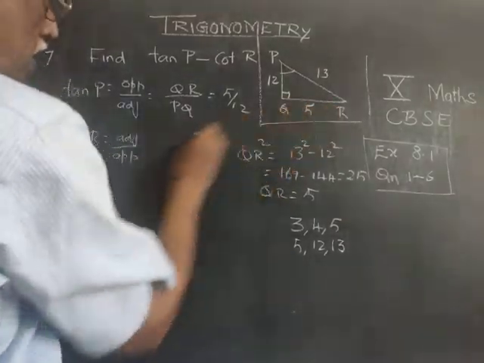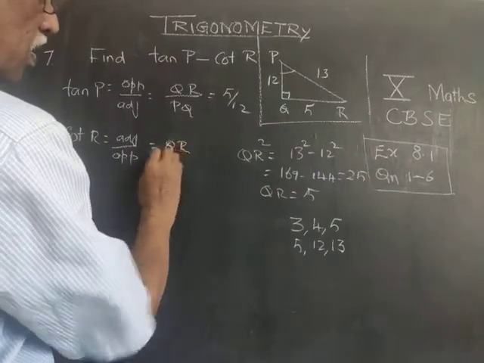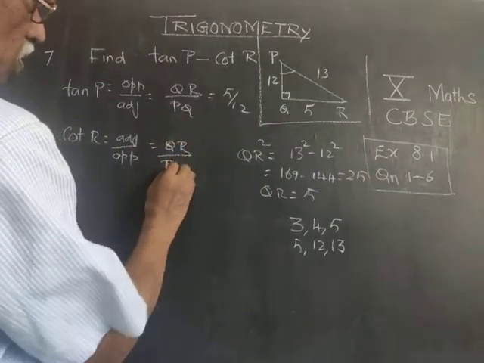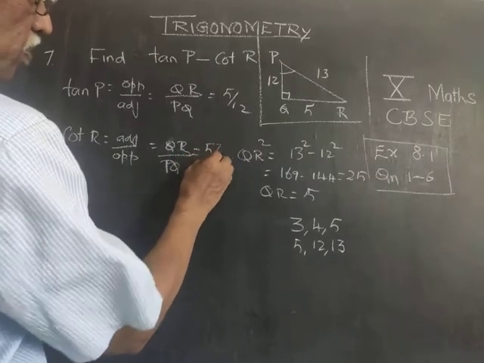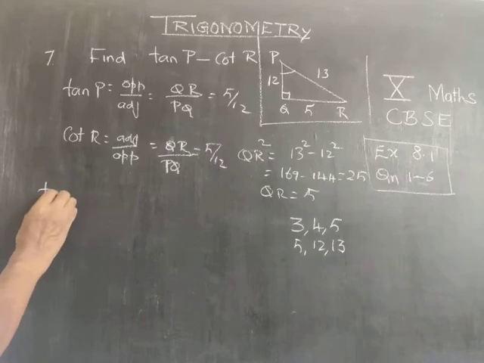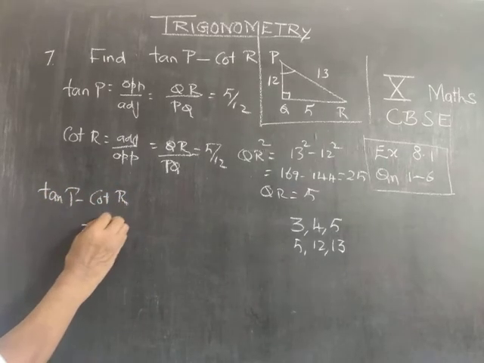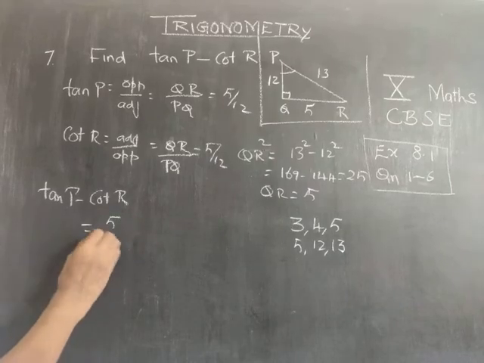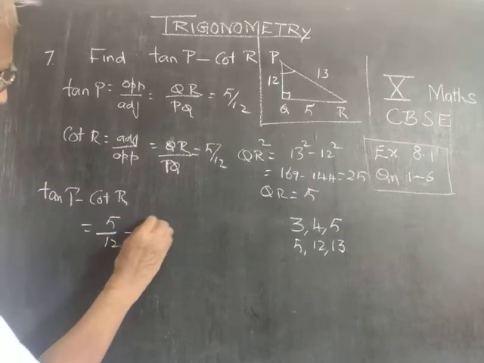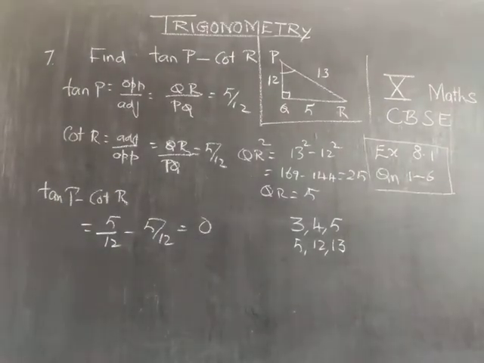Adjacent side to R, that is 5. Let me write that: QR divided by opposite side PQ. So this is 5 by 12. What you are asked to find out? Tan P minus cot R. Tan P minus cot R is equal to 5 by 12 minus 5 by 12, which is 0. You are getting answer 0 for this problem. Very interesting one, isn't it?